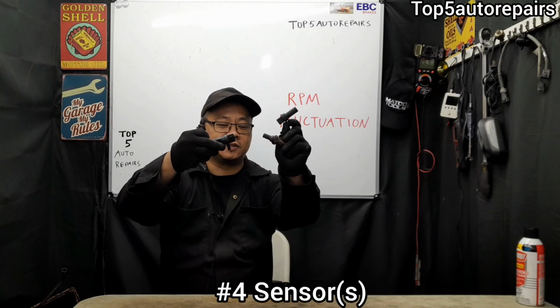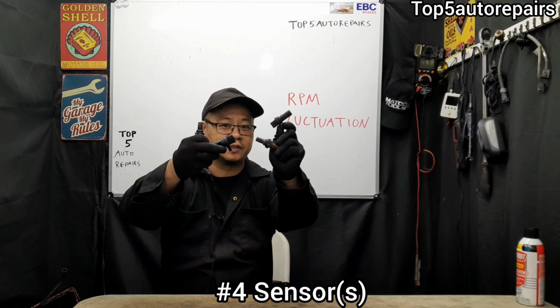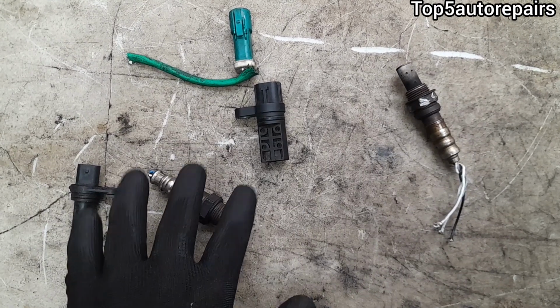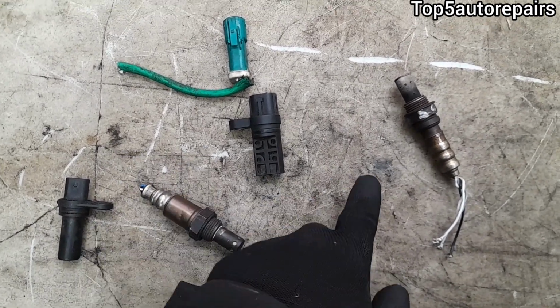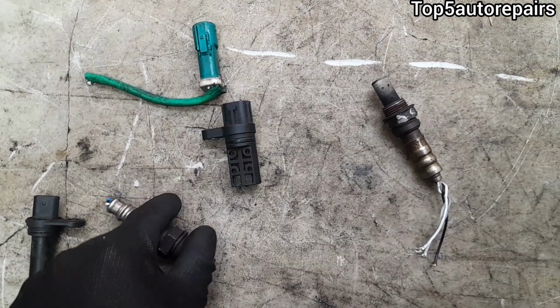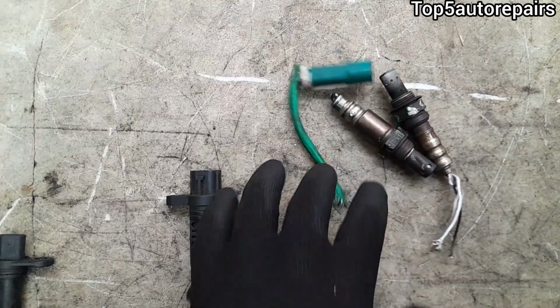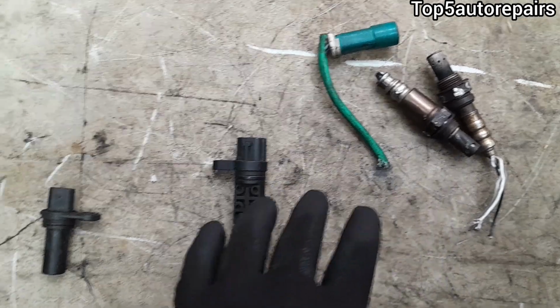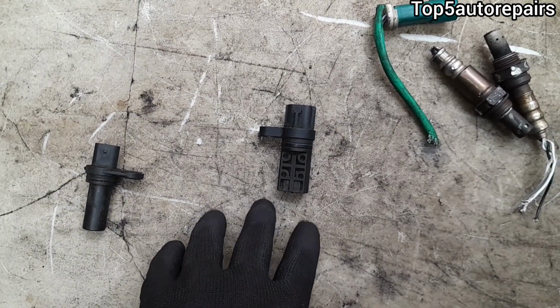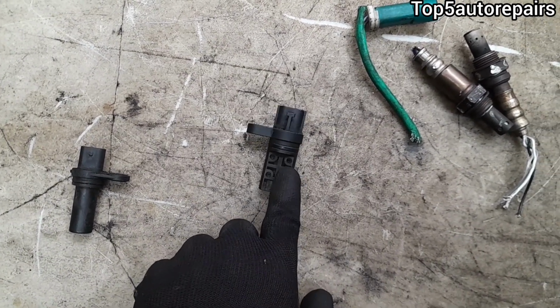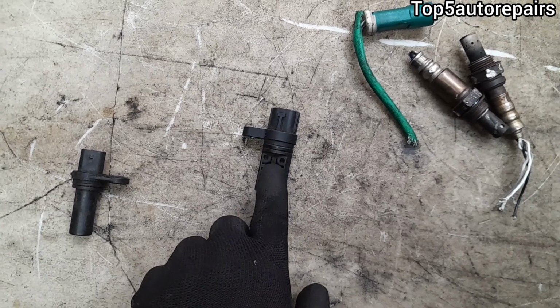The next problem is going to be bad sensors. If the check engine light is on, make sure to check for codes. If you're getting codes for oxygen sensor, make sure to replace the oxygen sensor, and also make sure to check the connection and wires to make sure that is not the issue. The next common problem is going to be caused by a bad camshaft sensor. This one can definitely cause rough idle and erratic idle.